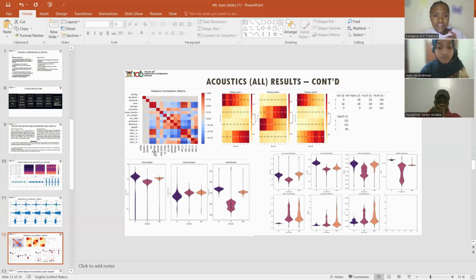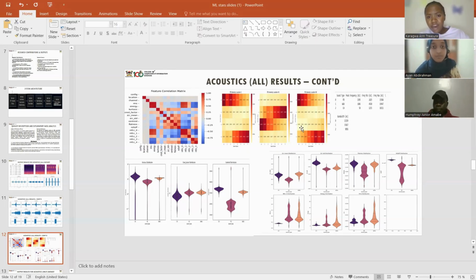And from here we see there is a high correlation between the root mean square and the energy, which is expected. We see also a high correlation between the MFCC, which describes the spectral envelope of the different signals. So from this correlation matrix, we're able to see the features that we're able to drop and keep.